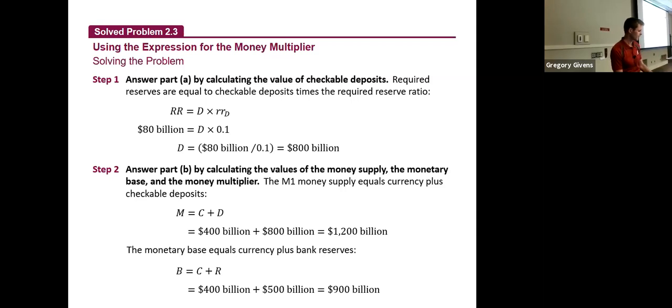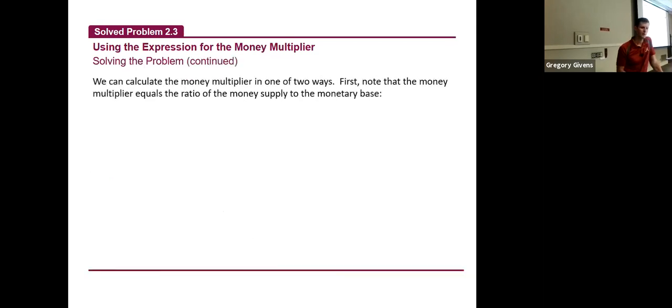Okay. Did you figure out what the money multiplier is then? Yeah, 1.3. So there's a couple of ways to do this. The easy way, I suppose, is just recognizing that the money multiplier is the ratio of the money supply to the monetary base. 1,200 over 900 is 1.33. So every dollar increase in base money should increase the money supply by $1.33.